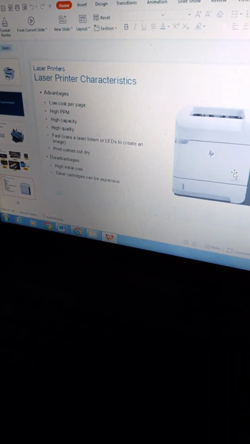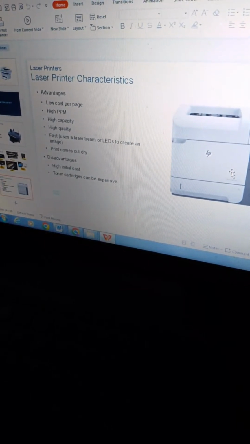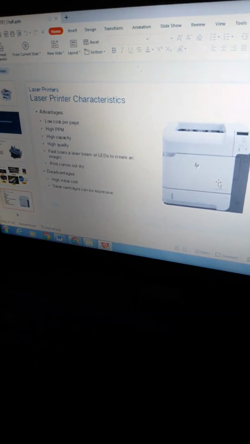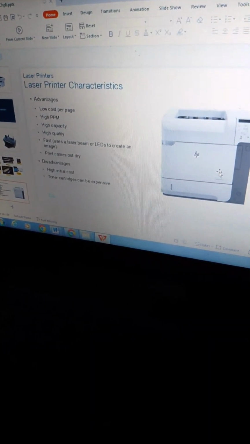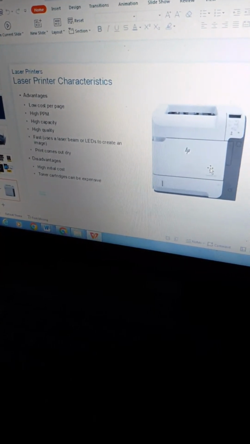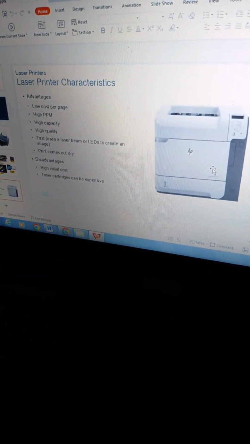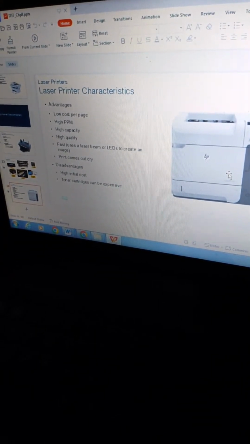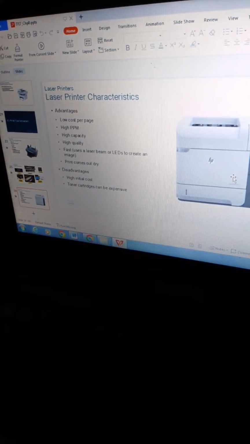Some of the disadvantages of laser printers include high initial costs. That is, they are very expensive to purchase. Apart from that, the toner cartridges can also be very expensive. The cartridge that the printer uses to print can be very expensive.